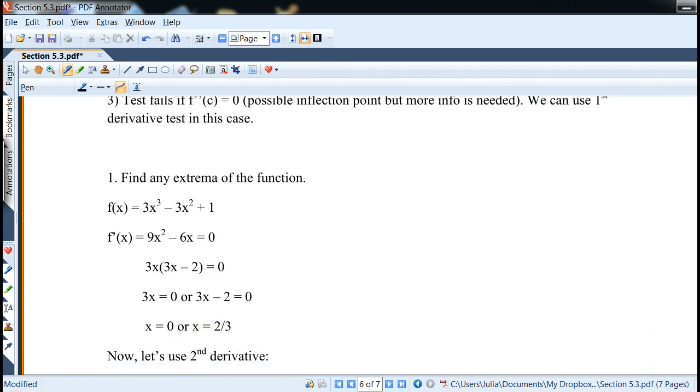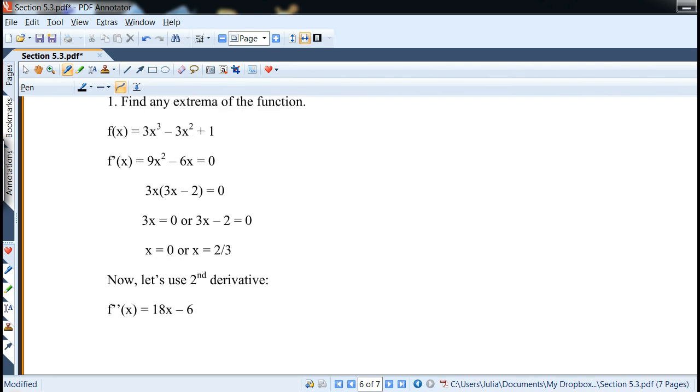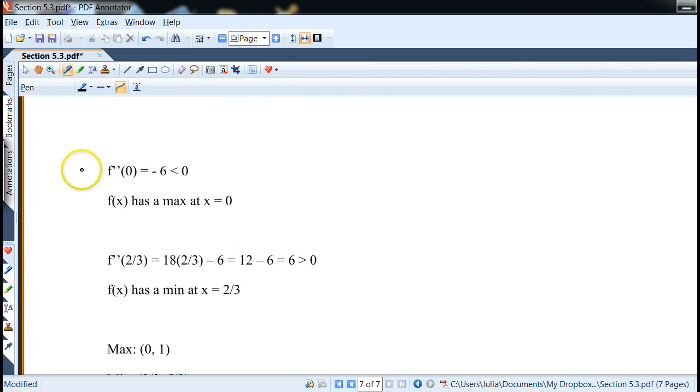Now we're going to use the second derivative test by finding the second derivative. Derivative of 9x squared is 18x, minus 6 for the 6x. And we're going to plug into the second derivative. So notice I plugged in 0, and we got 18x minus 6, we got negative 6, and that's less than 0, that's negative. So we know we have a max because it's going to be concave down. Plugged in 2/3, 18 times 2/3, well, 18 divided by 3, that's 6, times 2 is 12, minus 6, it's going to give us positive 6, which is positive, so we have a min.